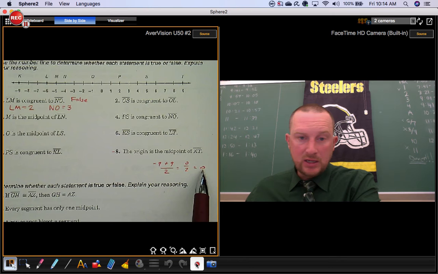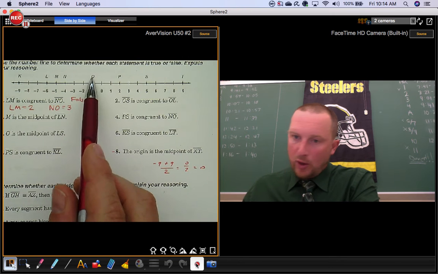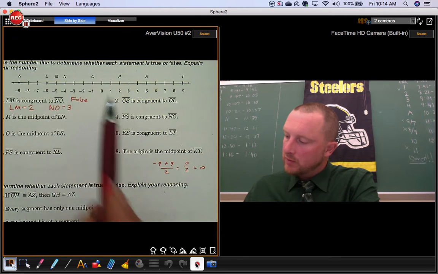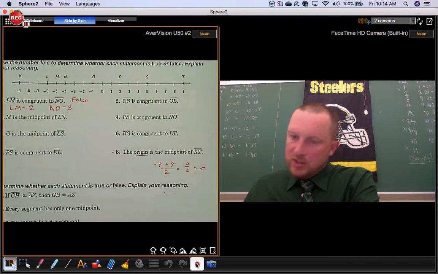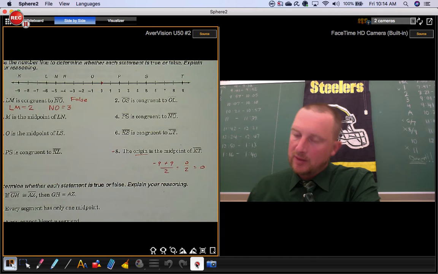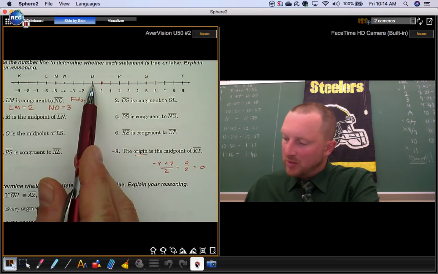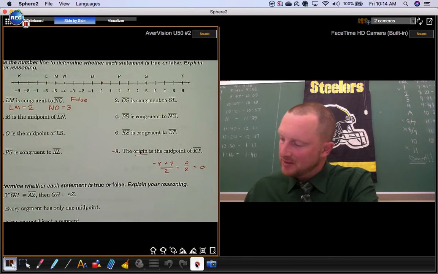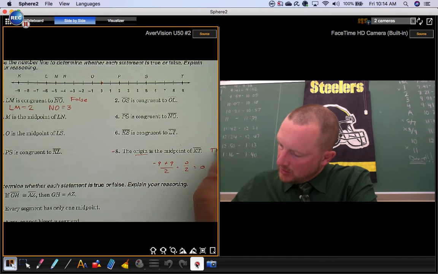Okay, so that's a 0, not 0.0. So this is a little confusing. Where is the origin? The origin would live at 0, and it's typically named 0.0, but notice how they have 0.0 over here, so that's a little confusing. So the origin is the midpoint of segment KT. We could say that that's true.